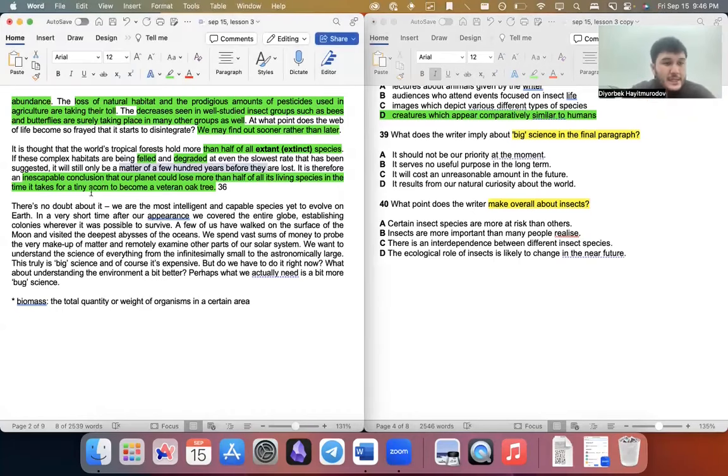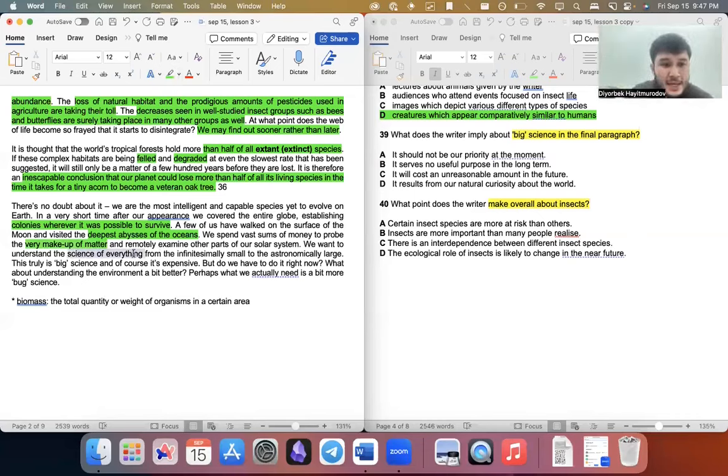Now, here it says, there is no doubt about it. We are the most intelligent, capable species yet to evolve on Earth. We are the smartest, the author is saying. In a very short time after our appearance, we covered the entire globe, establishing colonies wherever it was possible to survive. A few of us have walked on the surface of the moon, visited the deepest abyss. Abyss means depth of the ocean. We spent vast sums of money to probe, to test the very makeup. Makeup means very structure of matter, remotely examine other parts of the solar system.